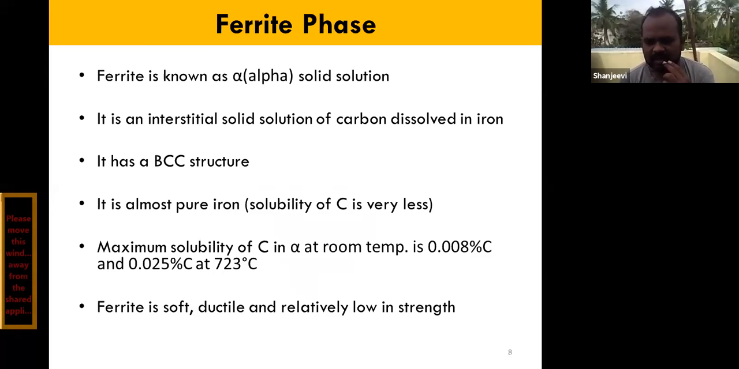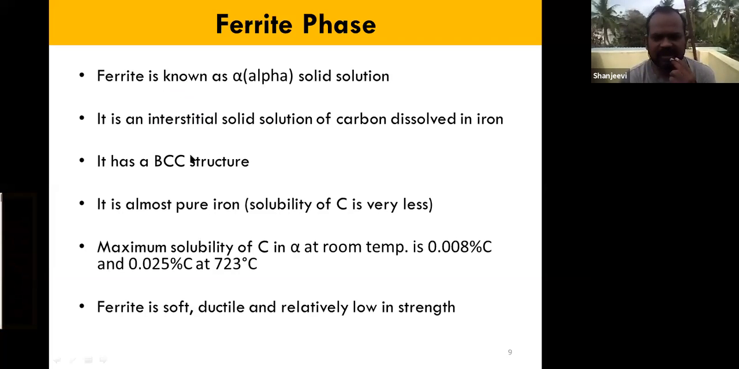You know about the atomic radius in terms of angstrom. 1 angstrom is the minimum amount. If any other atoms of less than 1 angstrom level are there, then that is called an interstitial solid solution. So carbon comes under interstitial solid solution. That is the word they have given.